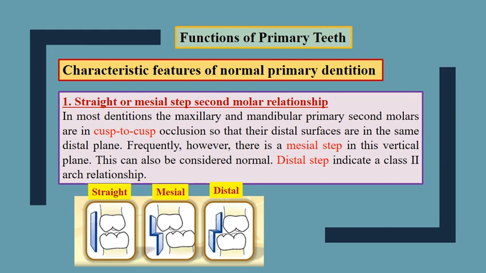In most dentitions, the maxillary and mandibular primary second molars are in cusp-to-cusp occlusion, so that their distal surfaces are in the same distal plane.